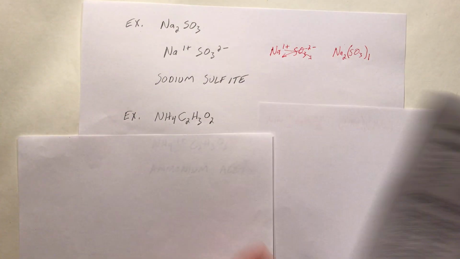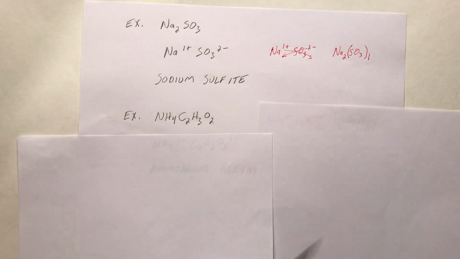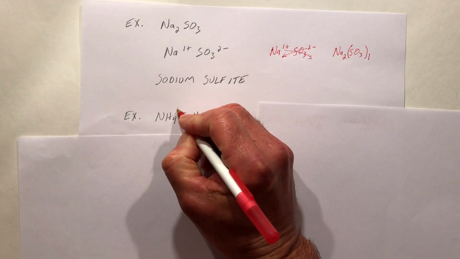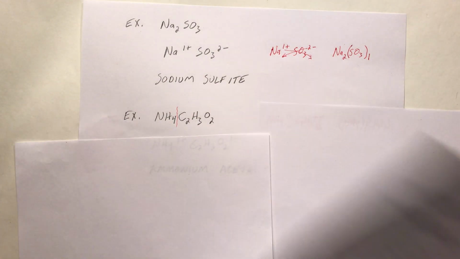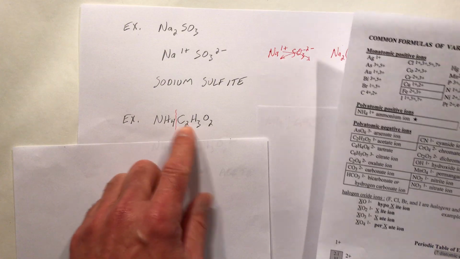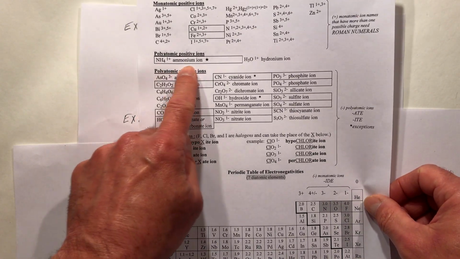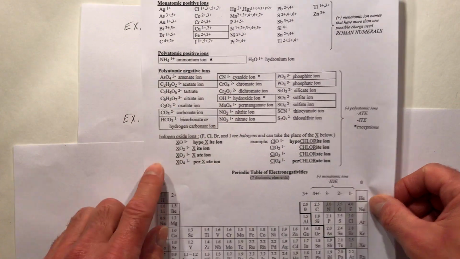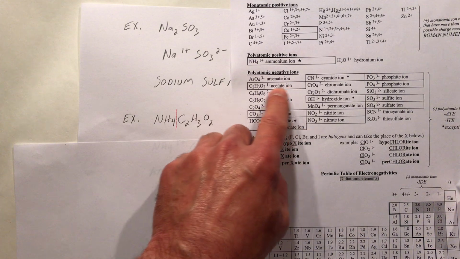So NH4, C2H3O2. There's that NH4. We're going to divide the compound up after that. The NH4 is the positive part, C2H3O2 is the negative part. It looks like it's a big ugly compound, but really it's just made of two parts. NH4 1+ is the ammonium ion, and that means C2H3O2, well, there it is. That's called the acetate ion.